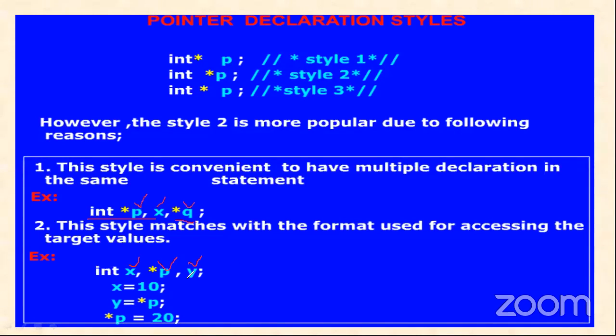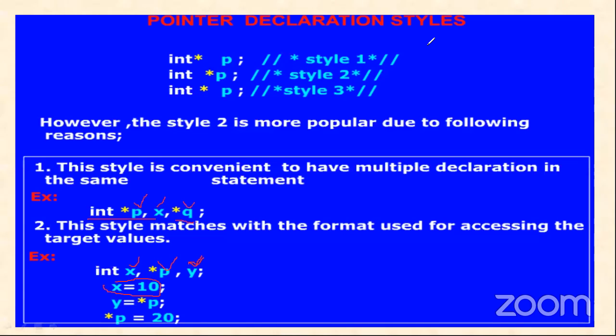So like that, x we declare here, that is an ordinary variable. Next, y is equal to star p. So what is the meaning of y is equal to star p? It means y is an ordinary variable, and star p represents a reference through p. What p refers to, that referenced value you can consider here. So star p is equal to 20.